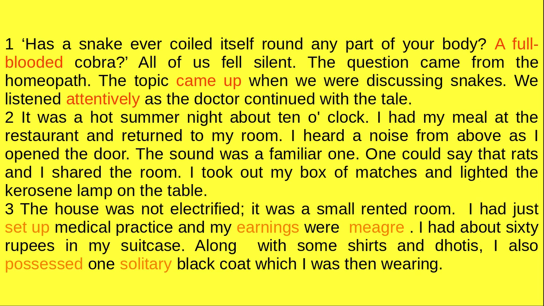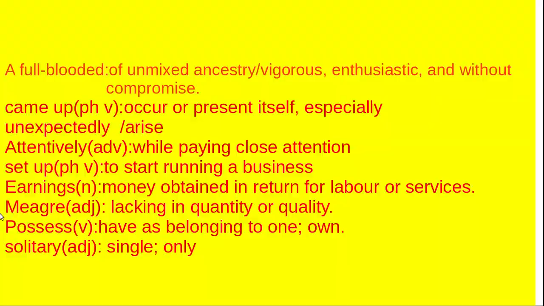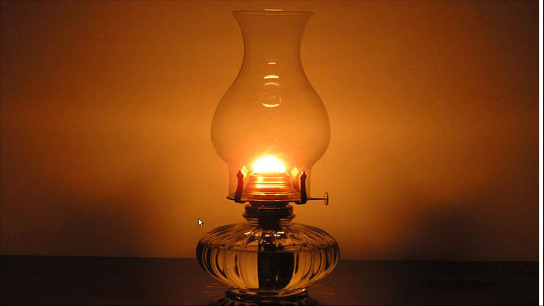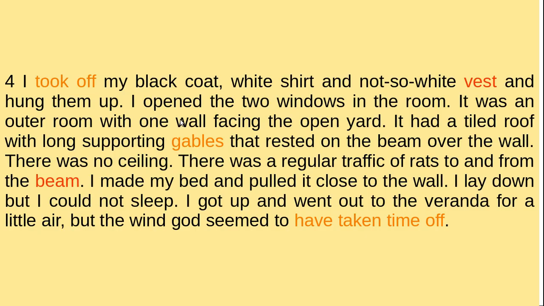Okay dears, no doubt, I think. Now this is the suitcase, this you can see is his dress, and this is the black coat, this is a full-blooded cobra night, this is the kerosene lamp.